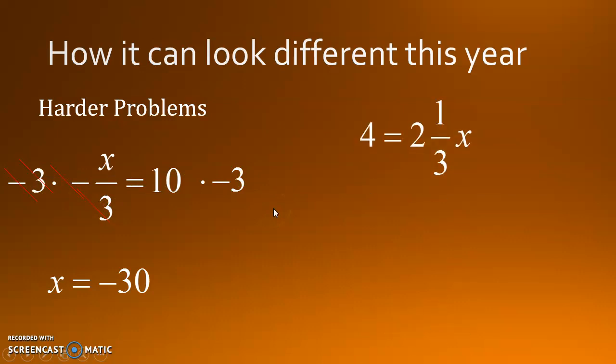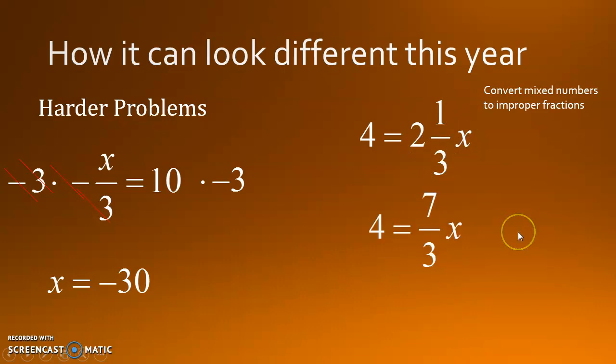All right. Now the last one, this is probably the last trick you're going to see in this assignment. Anytime you have a mixed number, I'm going to want you to convert the mixed number into an improper fraction. So we're going to take the denominator, multiply it by 2, and add 1, and that's my new numerator. So 3 times 2 is 6, and 6 plus 1 is 7. So this becomes 7/3 x. 4 equals 7/3 x. And now I'm going to show you the one-step way to solve this problem.